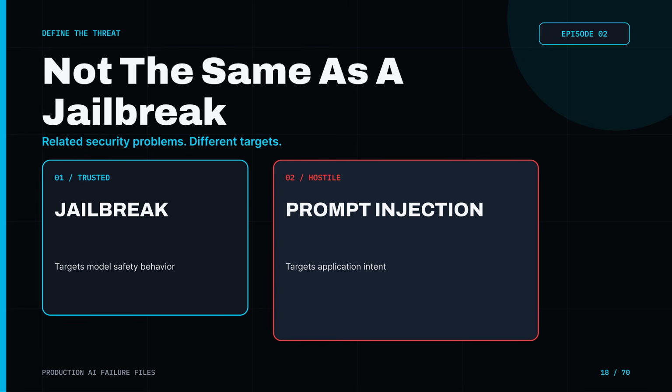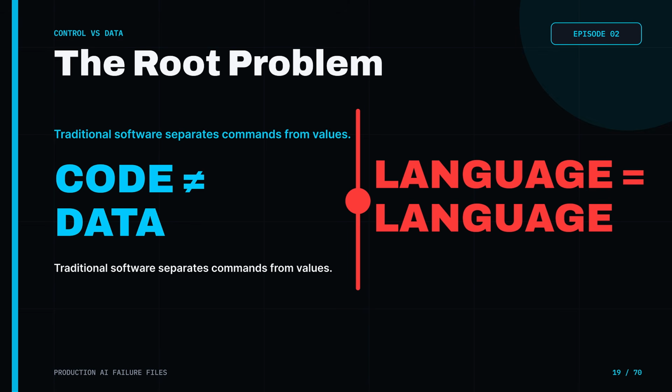Prompt injection and jailbreaking overlap, but they are not identical. A jailbreak usually targets the model's safety behavior. Prompt injection targets the application's intended behavior. The goal may be to change a recommendation, reveal data, misuse a tool, or redirect a workflow without needing to defeat every model safeguard. The root problem is instruction and data separation. Traditional software treats code and data differently. A database value does not become a database command merely because it contains command-like words.